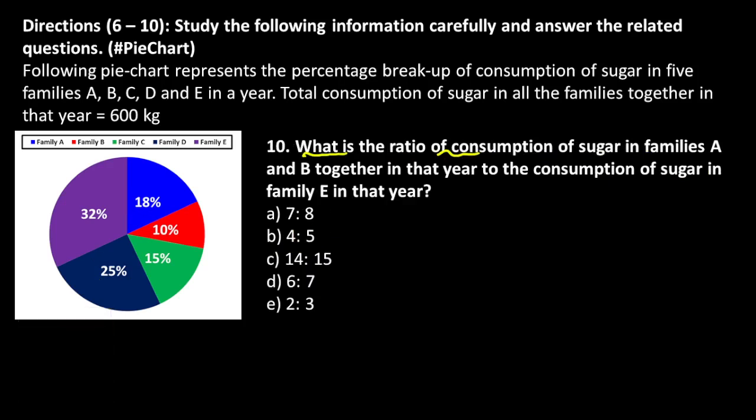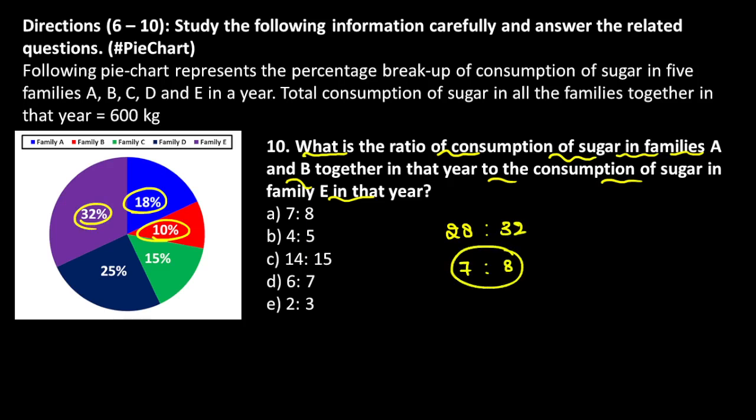What is the ratio of consumption of sugar in families A and B together to the consumption of E in that year? A and B 28, E 32, right? 7 times 4, 8 times 4, so 7 is to 8. Option A is the final answer for this question. Done. Correct. Yes.